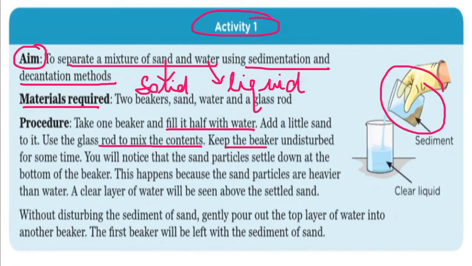Now keep the beaker undisturbed for some time. You will notice that the sand particles have settled down at the bottom, and this layer is known as sediment. The upper one we call the supernatant liquid. This supernatant liquid we will decant by the process of decantation. Thank you.